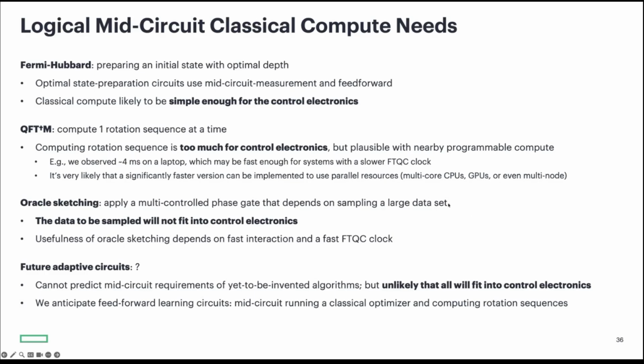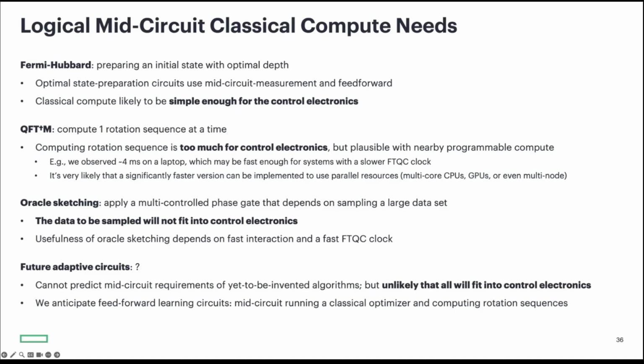We saw that Oracle sketching also had similar needs for mid-circuit classical compute. In this case, sampling some large data set wouldn't be possible in the control electronics because the data would be expected to be too big. And then for future algorithms, we don't know what they'll all be, but we anticipate feed-forward machine learning, and we anticipate that not all yet-to-be-invented algorithms would fit into the control electronics' need for simple classical compute.